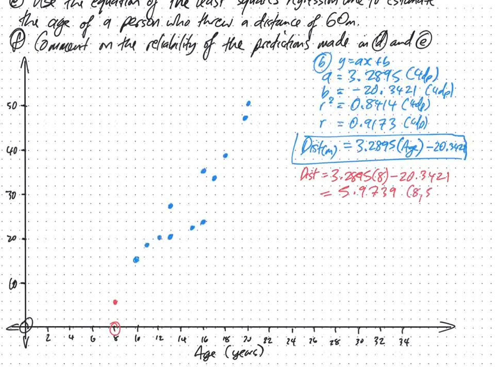8, 5.9739 is my first point. I can't draw a line yet because that's only one point. So I need to substitute another point. And I'm going to do, let's do, I don't know, 21.